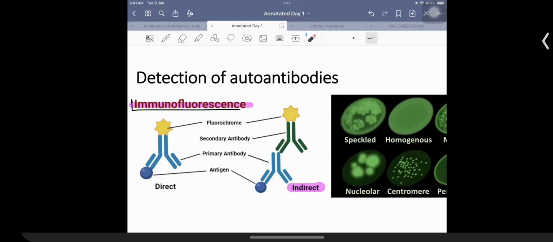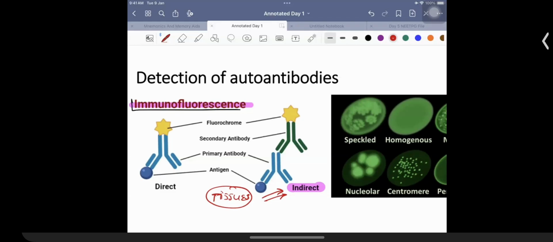Amplification of signal. In direct, one antibody will bind with one molecule, so it is weaker. And in case of indirect, what you're going to have over here is that with one antibody you can have attachment of multiple antibodies, so amplification of signal, right? So in case of tissues, that's a fact that you need to remember. In case of tissues, the detection of the autoantibodies is best done with the help of indirect immunofluorescence.